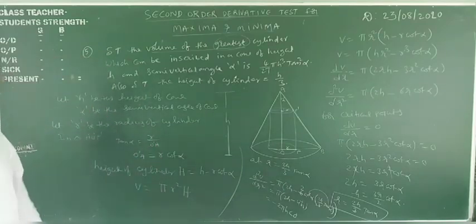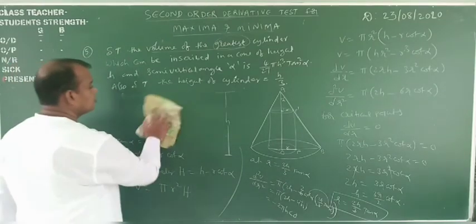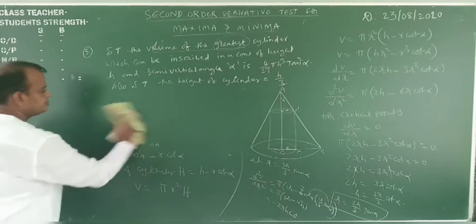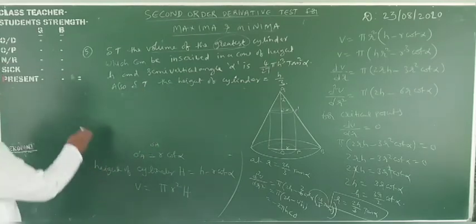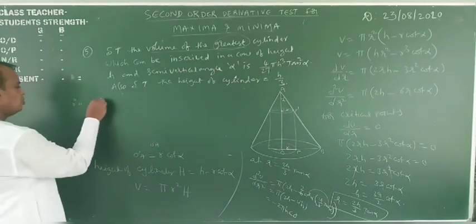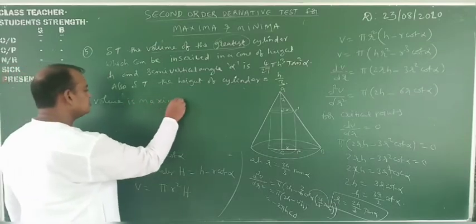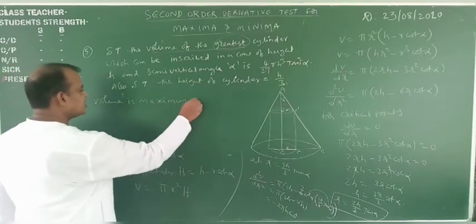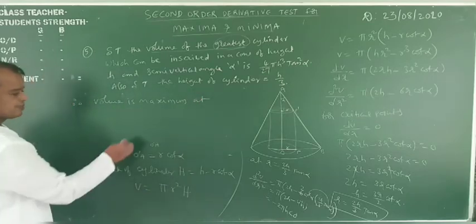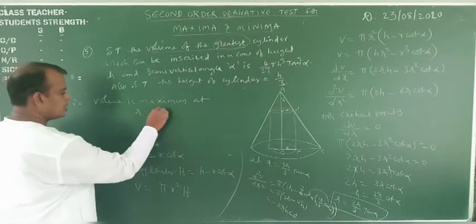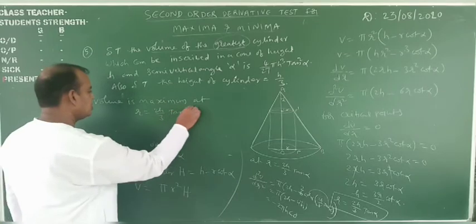Therefore, volume is maximum at r is equal to h by 3 tan alpha.